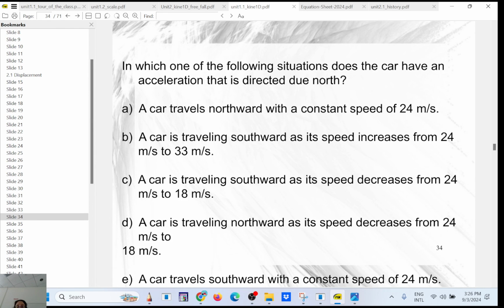Okay, a little bit of thinking. So acceleration goes with the force, right? Okay. What did you say? C. Do you all agree? Right? A. There is a constant speed. So is there an acceleration?